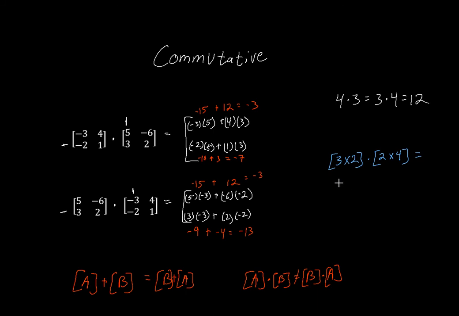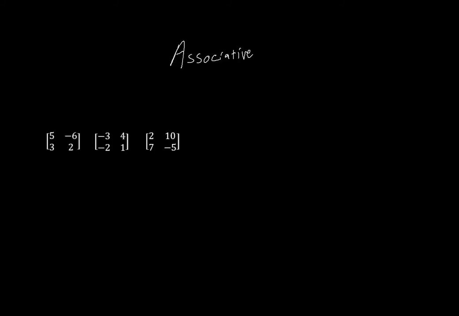But if you switch those two around, then you'll end up with a 2 by 4 times a 3 by 2. In that case, because these columns don't match these rows, this one's not even possible. So in this case you are allowed to multiply them, but in the other it's not even possible. This proves that the commutative property of multiplication does not apply to matrices. Let's take a look at the next property.